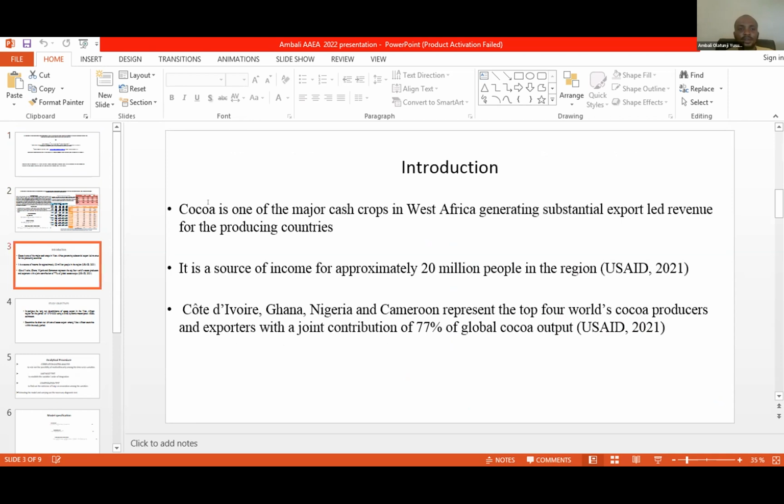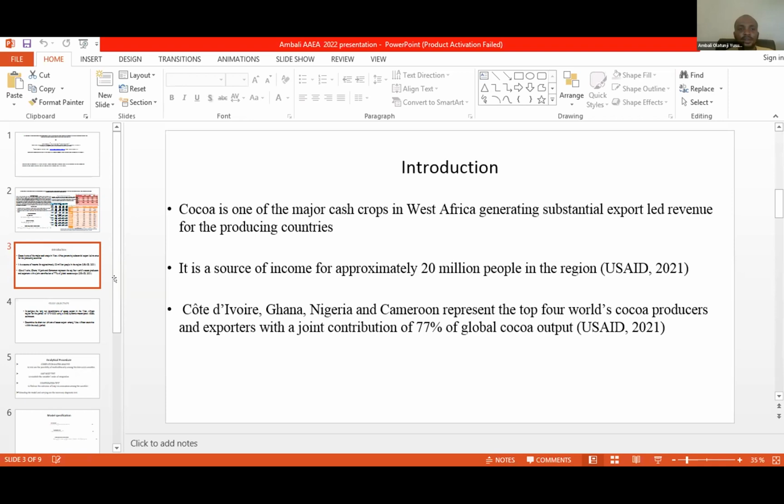Cocoa is one of the major crops in West Africa, generating substantial exports for the producing countries. Africa happens to be the lead in world production and exports of cocoa, according to USAID 2021. Côte d'Ivoire and Nigeria are top exporters of cocoa in the world. They claim about 77% of the global share.